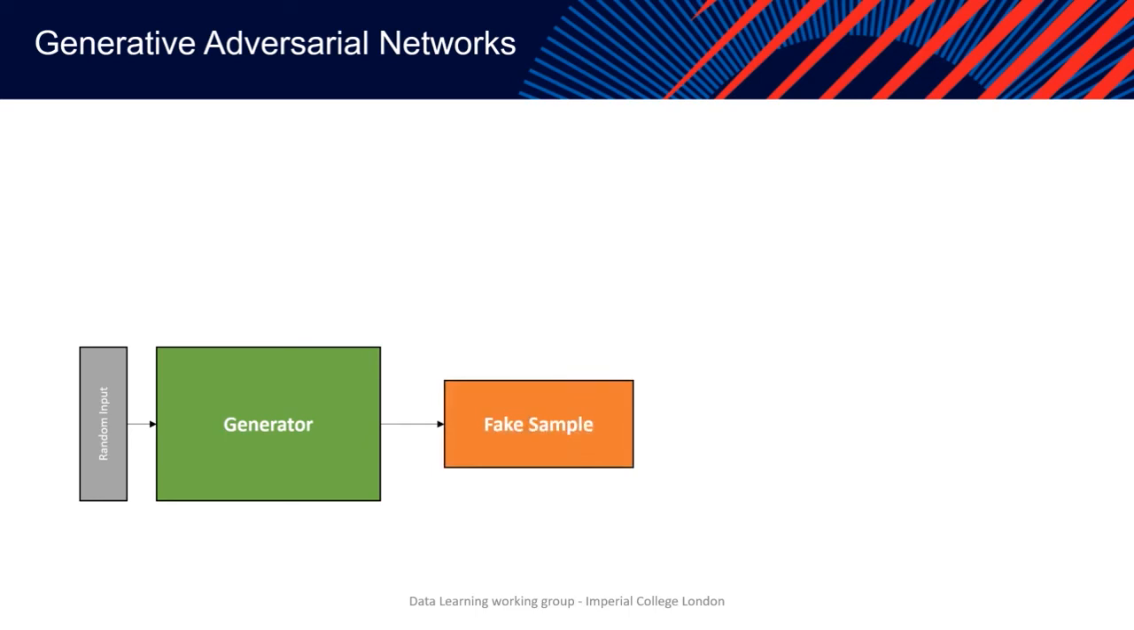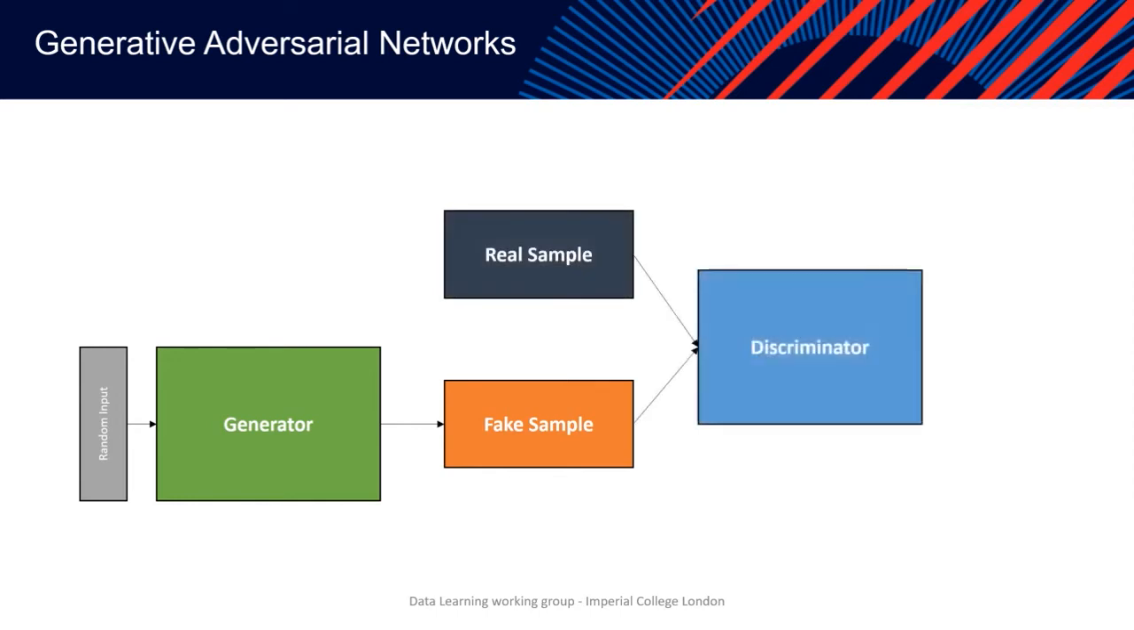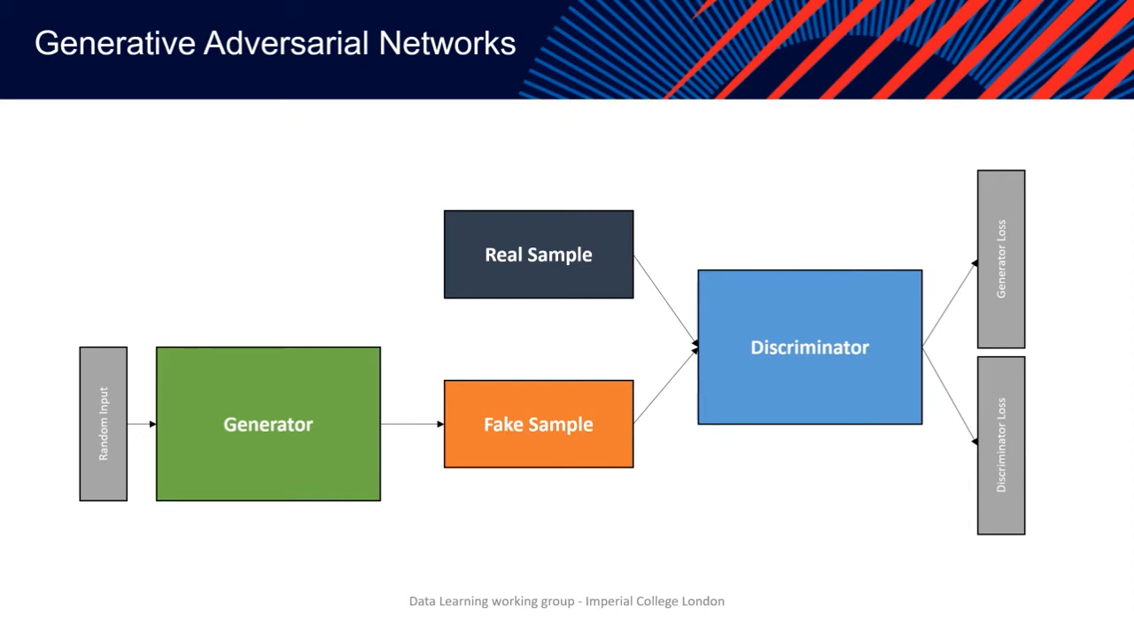Once this is done, we take the fake samples along with the real samples and use these to train the discriminator. The discriminator outputs a classification value between 0 and 1, where 1 represents a classification of real and 0 as fake. From here, losses are calculated. The discriminator is rewarded for correct classifications, but the generator is rewarded for incorrect ones. We can start to see the adversarial nature of the name here.